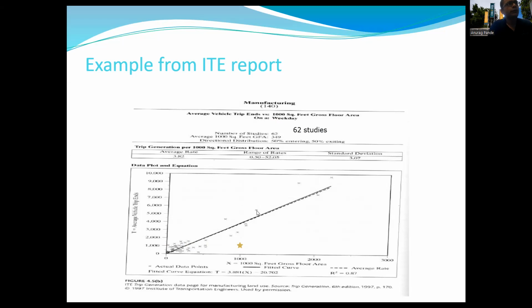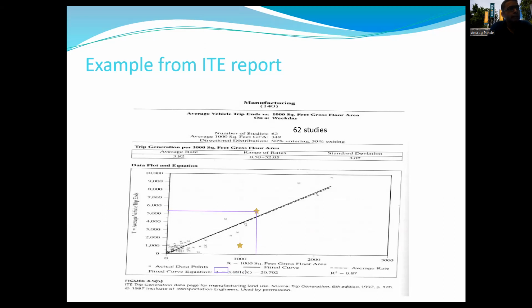If I'm looking at this point, for example, I could draw a line from here to here. So that had about, if I'm reading this correctly, about 1,200 square feet of gross floor area, and maybe about 5,400 trips were being generated, right? And then once they had all these 62 studies collected, they fit a curve using a linear regression equation. And this is the equation they came up with.